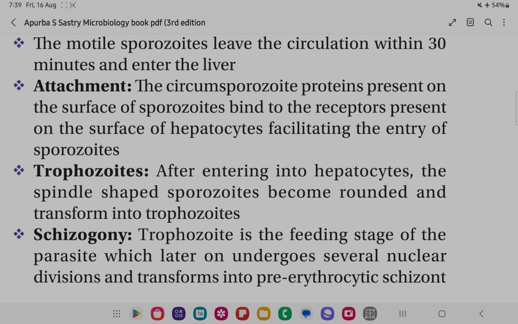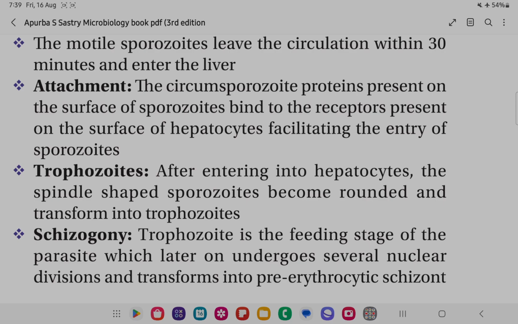Now, how will the sporozoite enter? On the surface of the sporozoites there are circumsporozoite proteins, and these bind with the receptors present on the hepatocytes, the liver cells, and thus the sporozoites get inside the hepatocytes.